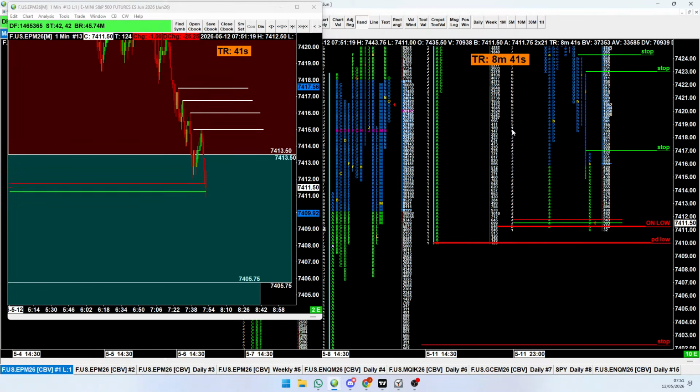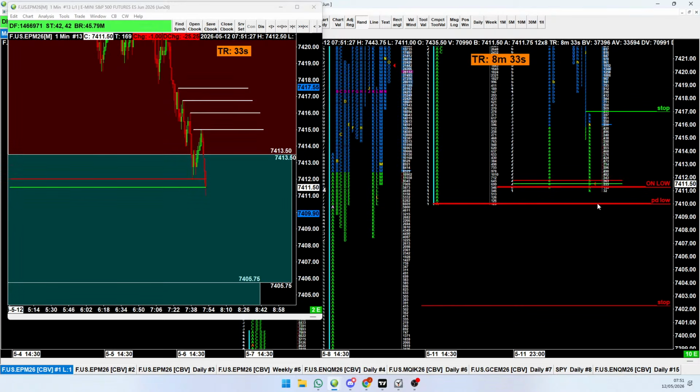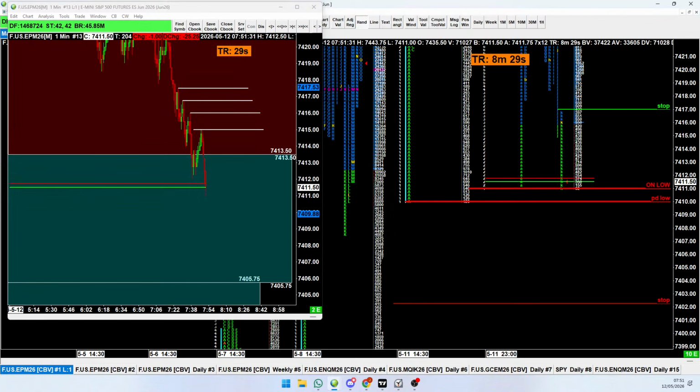Okay, so no look below and fail really of 13.5. Let's see if we can. Okay, we just put in a new overnight low.